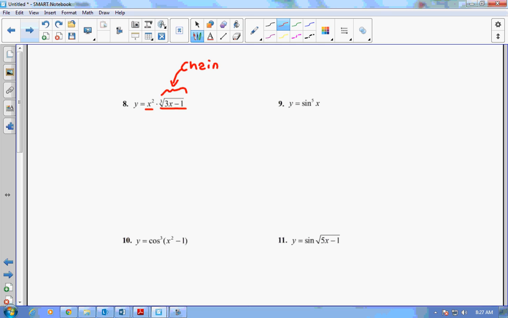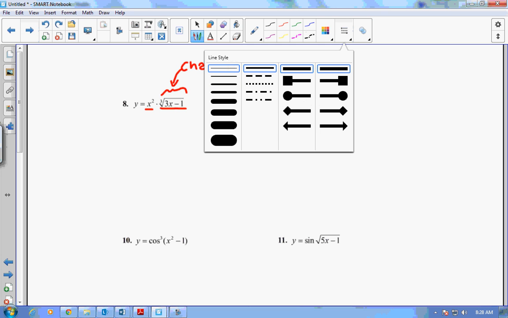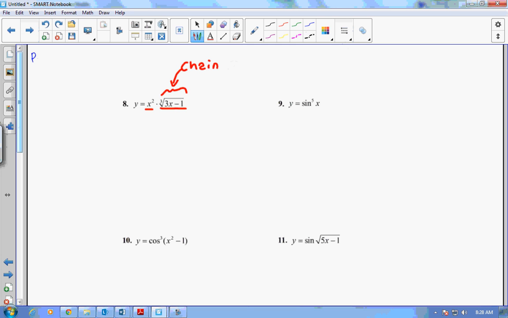Okay, let's refresh. Remember what the product rule is. First, d last, plus, good, last, d first. So it's the derivative of the last that you're going to have to do chain rule on. Okay, I might work that out first.